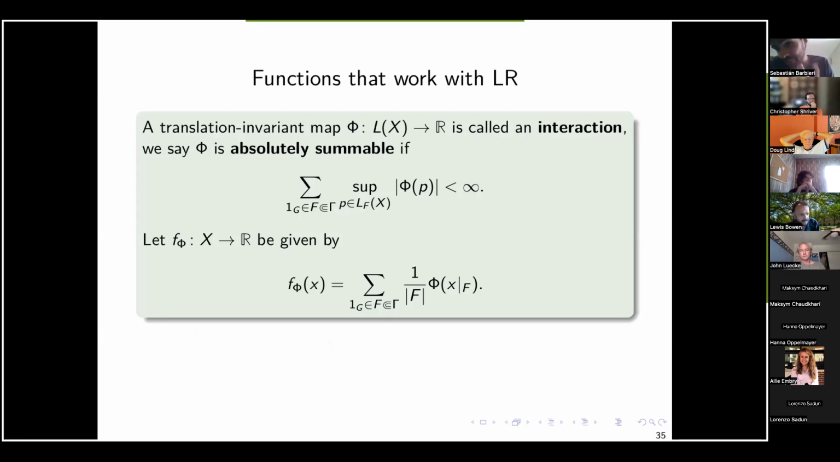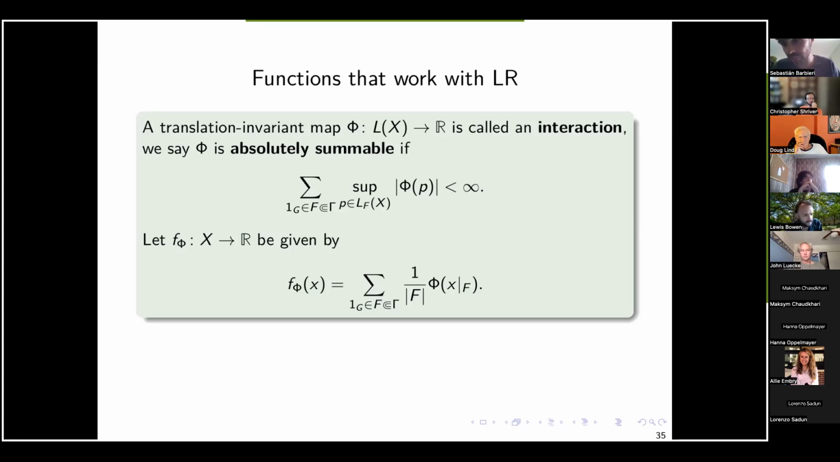The first are interactions. So I can say that a translation invariant map from the language of a subshift to the reals is an interaction. I'm going to say that this map is absolutely summable if I sum over all finite subsets F of the group which contain the identity, and I take the supremum of this function over all patterns with support F, and this thing is finite. So it's a very, very strong condition saying that these values are not wildly growing, they decrease very fast.